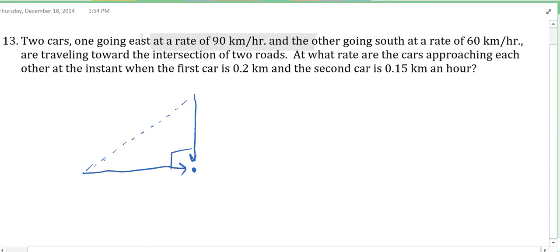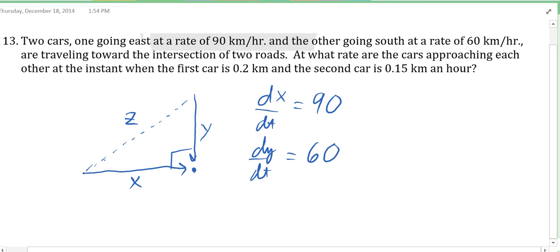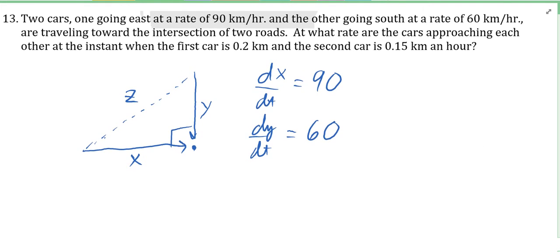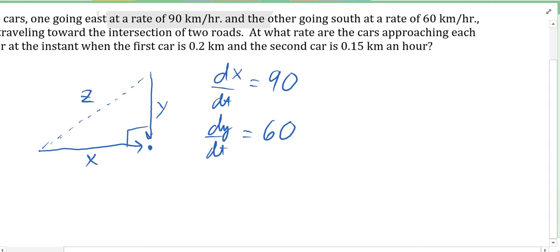Okay, so as the cars approach each other, all three of these things are changing. This distance is changing, this distance is changing, and this distance is changing. They're telling me that the car going east is doing 90 kilometers an hour. That's dx/dt. They're also telling me the car headed south is doing 60. That's dy/dt. So I know dx/dt and dy/dt, and they want to know how fast the distance between them is changing, so that is dz/dt. That's what we're looking for.